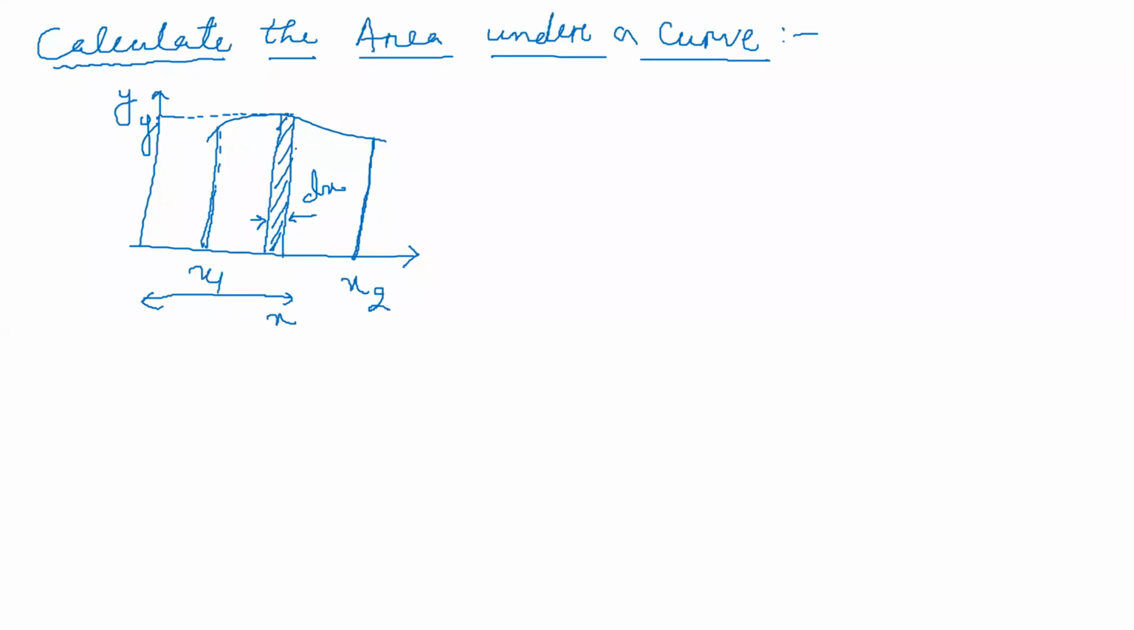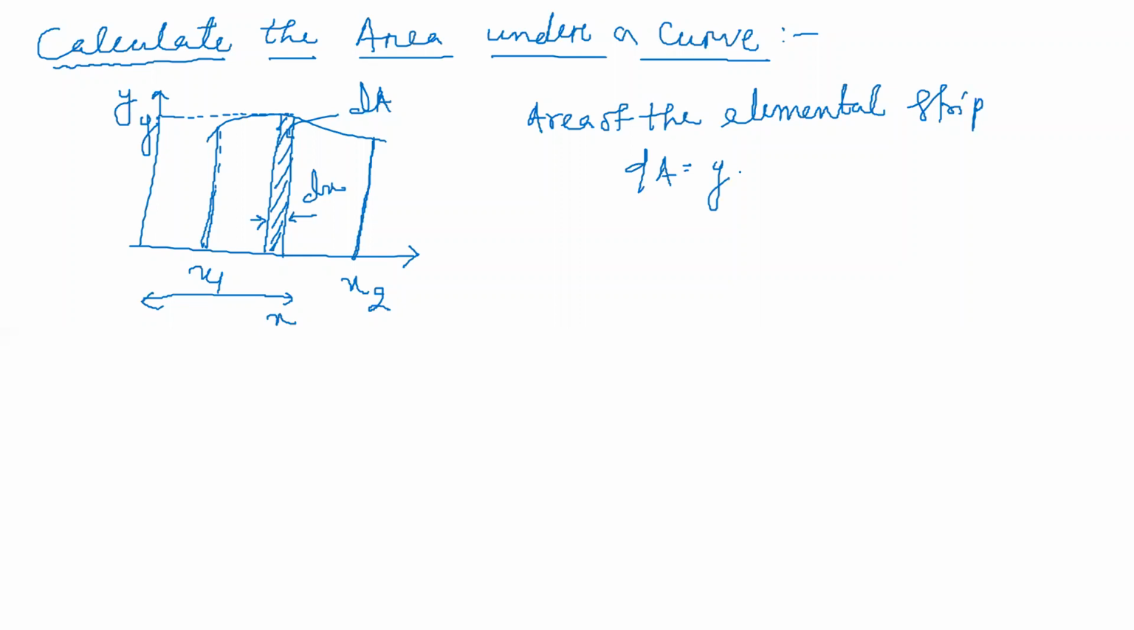And what is the area of this small elemental strip? This height is y, and the breadth is dx. That means the small area, let the small area of the strip be dA. The dA will be y into dx. Correct? That's the area of the elemental strip. That is a small area, so we go for dA. dA is equal to y into dx, where y is the height and dx is the small length.